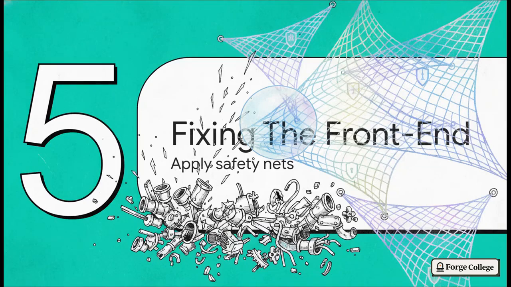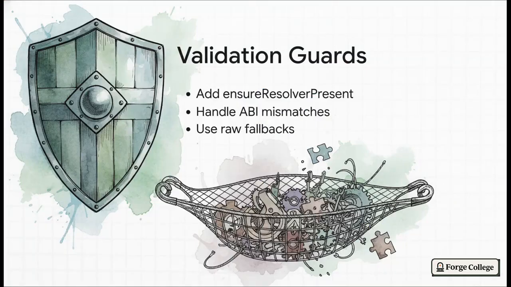So once we know what's broken in the back-end plumbing, how do we apply safety nets so the user's experience doesn't just completely shatter? Let's dive into section 5, fixing the front end. We fix this by dropping some really smart validation helper functions directly into our front-end code. We're talking about implementing things like an ensure resolver present check. We're wrapping our calls in try-catch blocks to handle any of those weird, non-standard resolver ABIs. Because instead of blindly assuming every single ENS name perfectly adheres to a standard interface, we're anticipating the messiness of Web3. We want to catch the mess before the user ever even sees an error.